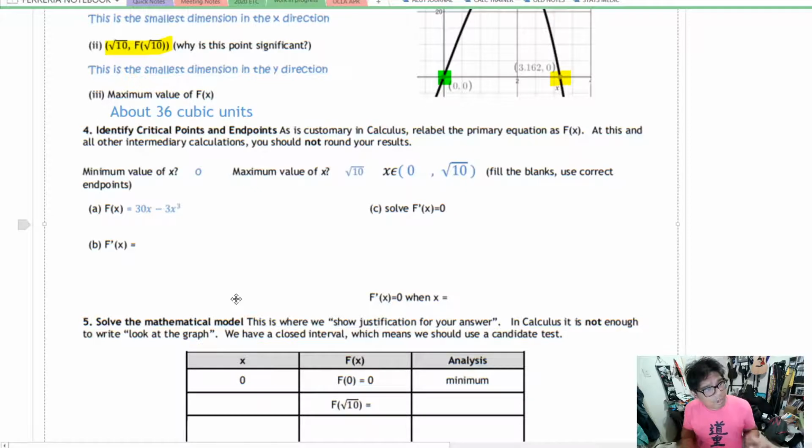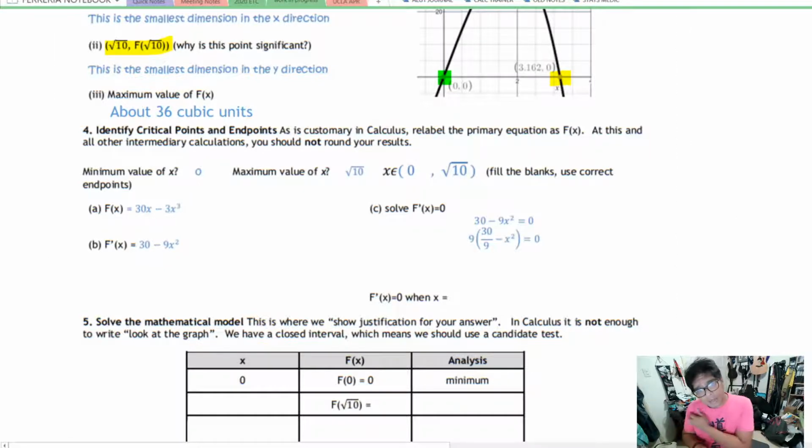Next, what about part B in this number 4? For B, what is the equation of the derivative? That's just 30 minus 9x squared. Part C, solve. Set the derivative equal to 0. That means 30 minus 9x squared equals 0.